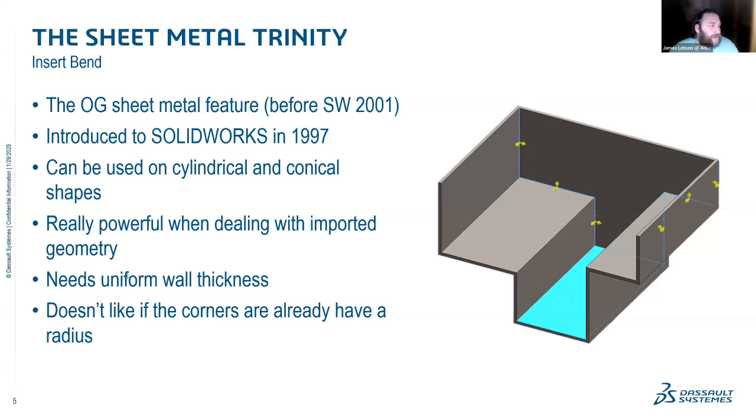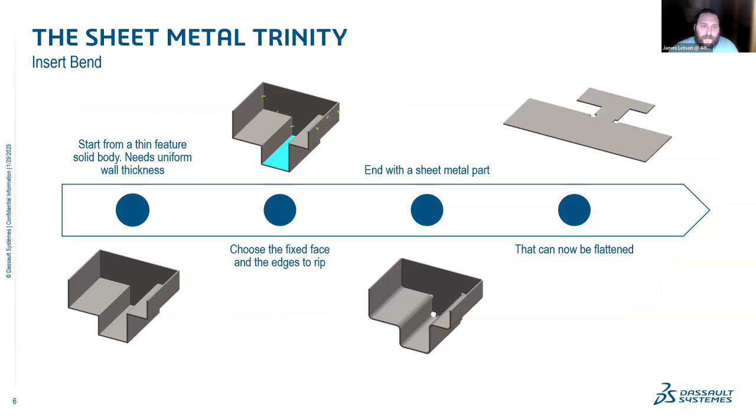The cool thing about insert bend is it can be used on cylindrical and conical shapes. It's really powerful for dealing with imported geometry, and we'll look at that when we get to our geometry gone rogue section later on in the presentation. A few things here: you do typically need uniform wall thickness, and the tool doesn't really like it if the corners of your part are already radiused, right? So basically the gist of how it works is you start from a thin feature solid body. You choose a fixed face and edges to rip, and then you end with a sheet metal part that can be flattened.